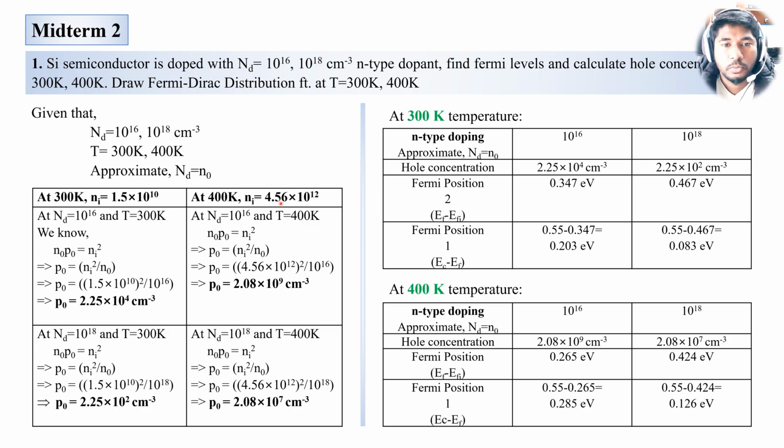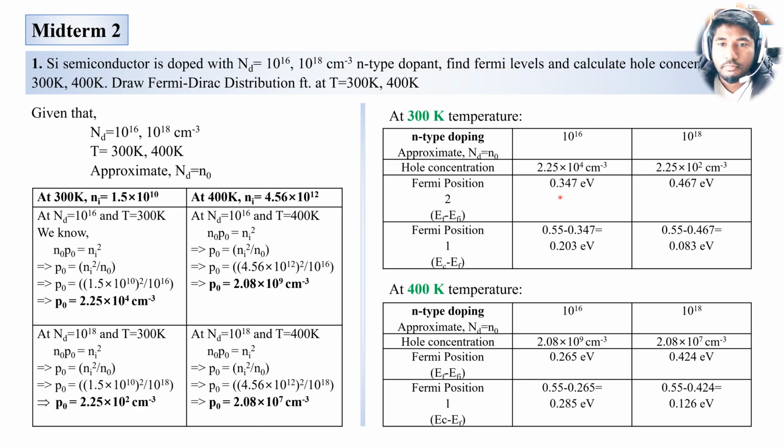And for 400K, ni equals 4.56 times 10 to the power 12. If we calculate, we get this value, and if we put all these values in this equation, then we get the hole concentration p naught equals 2.08 times 10 to the power 9 per cubic centimeter. Similarly, we calculate the others, and at 300K temperature we find the Fermi level.